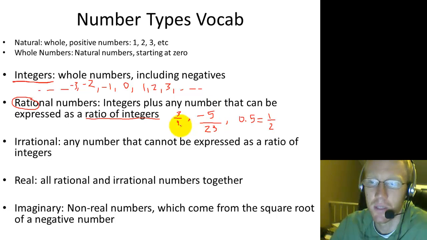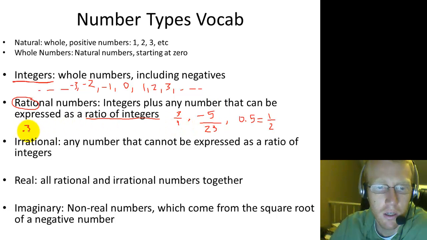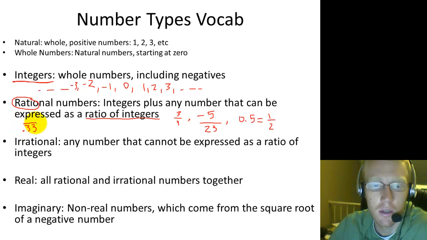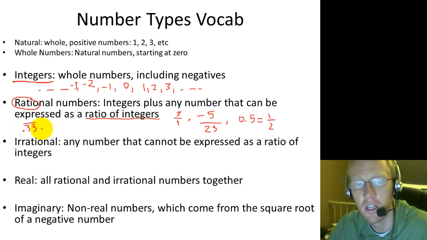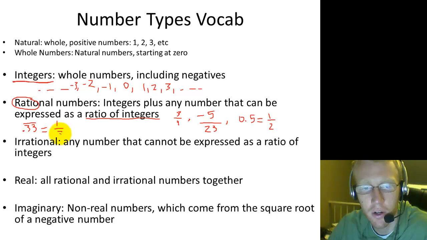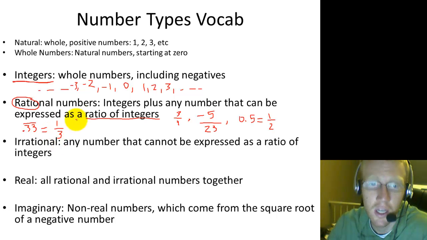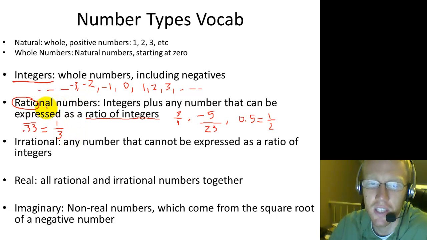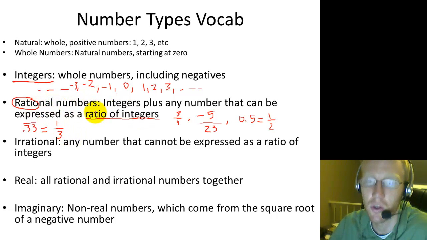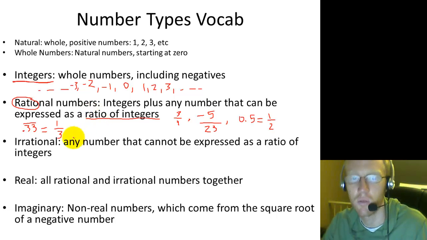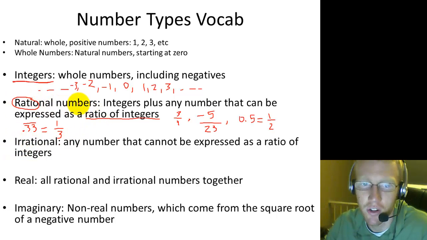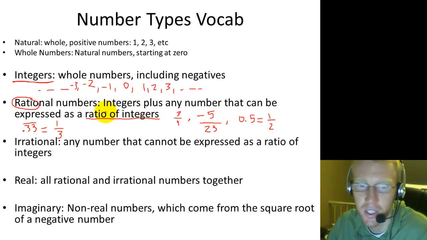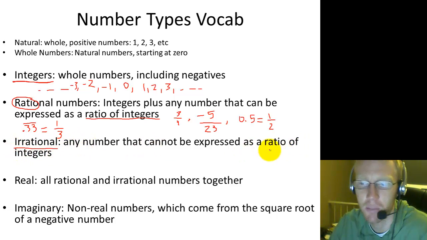Another example is 0.3 repeating. Even though it's repeating forever, you can write this as exactly 1/3, which is a ratio of integers, and therefore 0.3 repeating is a rational number. Some examples of numbers that don't work in this way are irrational numbers. If you cannot be written as a ratio of integers, then you are irrational, which means not rational. So this is all the numbers that cannot be expressed as a ratio of integers.